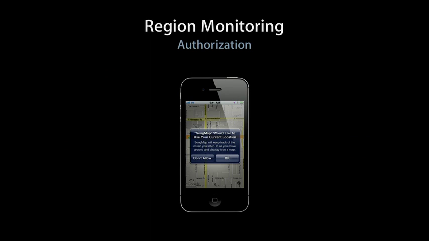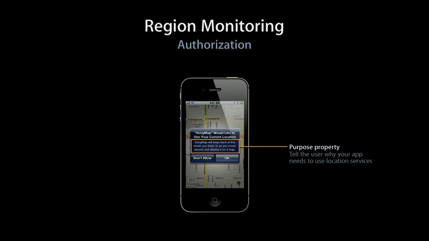Now, I mentioned earlier that you need to check the authorization status when setting up regions. You can see here that the application has prompted the user to use their current location. Now, this permission dialog will include the name of your application, but you need to plan for the user tapping "Don't Allow." They may not know why your application wants to use their location. Maybe it's not obvious from the type of application that they've downloaded that it needs to use location services. But this is your chance to be as informative as you can to the user.